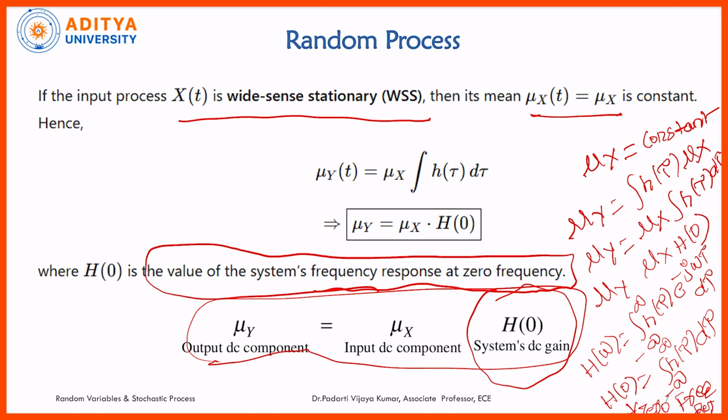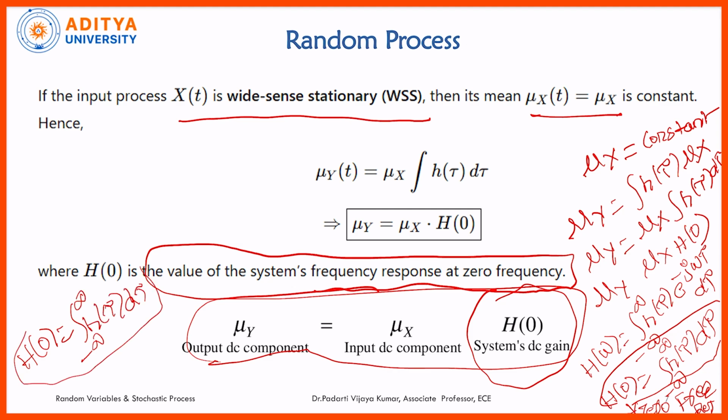This is using the Fourier transform. H of 0 is equal to the integral from minus infinity to infinity of h of tau d tau, the frequency response at zero frequency. So mu y is equal to mu x into H of 0, which will be helpful in computing the output mean response for an LTI system. Mu y is equal to mu x into H of 0.